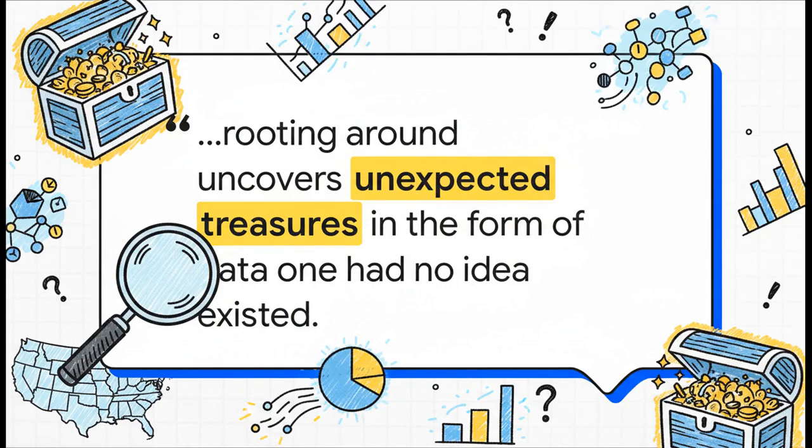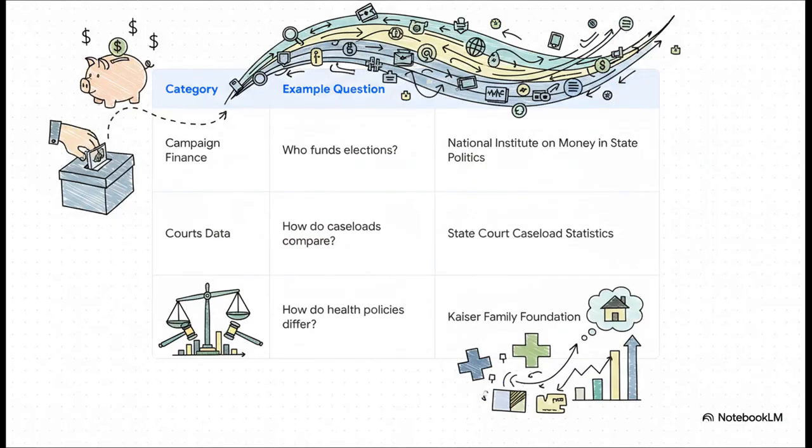And here's the fun part. The guide points out that when you start poking around in these databases, you often stumble upon unexpected treasures. You might go in looking for one specific thing and come out with a completely new insight, all because you found data you never even knew was out there. I mean, just look at the sheer breadth of what's available. This is just a tiny, tiny sample. You want to know who's funding political campaigns where you live? There's a source for that. How do your state's court caseloads stack up against others? Yep, there's data for that too. From health policy to economic data, it's all out there.